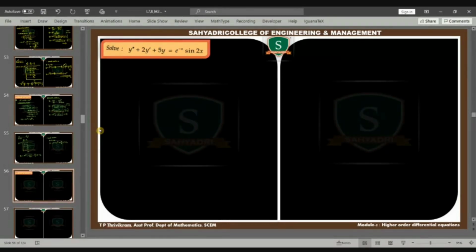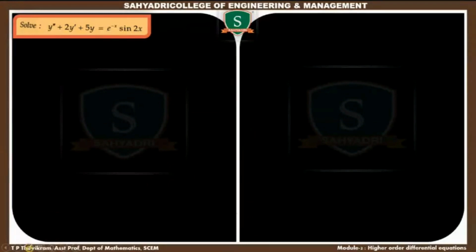So we'll do one more last problem based on this. Solution. Here they have given y double dash plus 2y dash plus 5y. So that means D square plus 2D plus 5 into y is equal to e power minus x sine 2x.